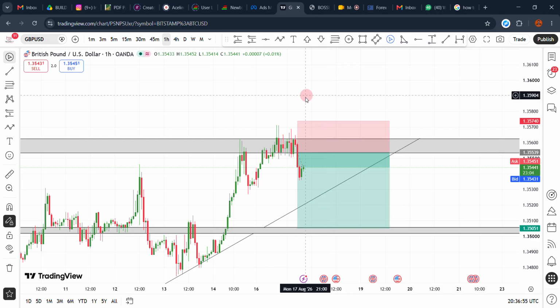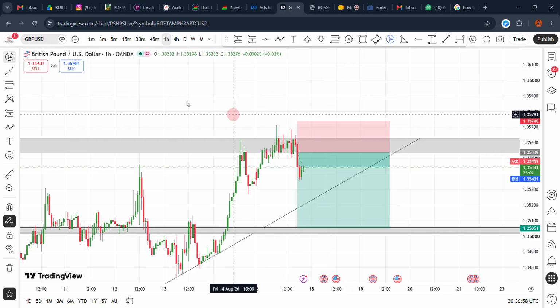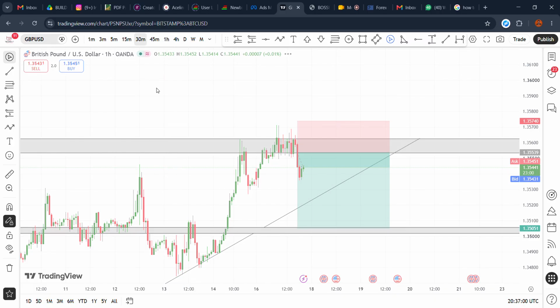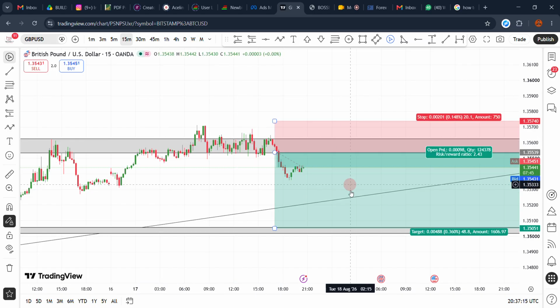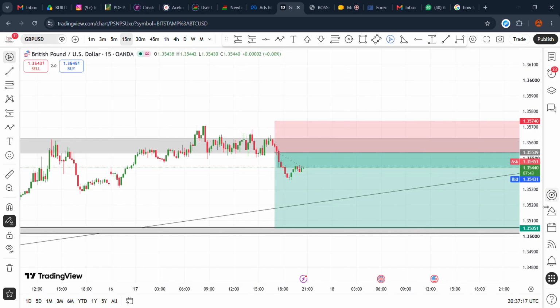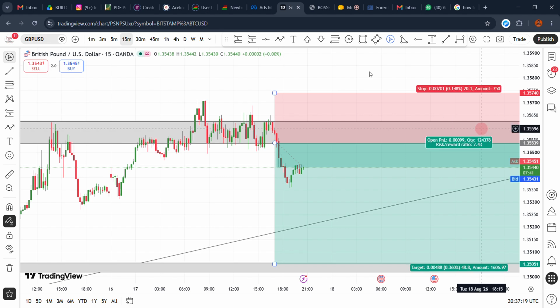As a scalper, you still intend to go to the 30-minute time frame. When you go to the 30-minute time frame, you intend to see other zones and what the price has been doing. So this is it on the 30-minute time frame. On the 15-minute time frame, you are going to look out for candlestick confirmations.